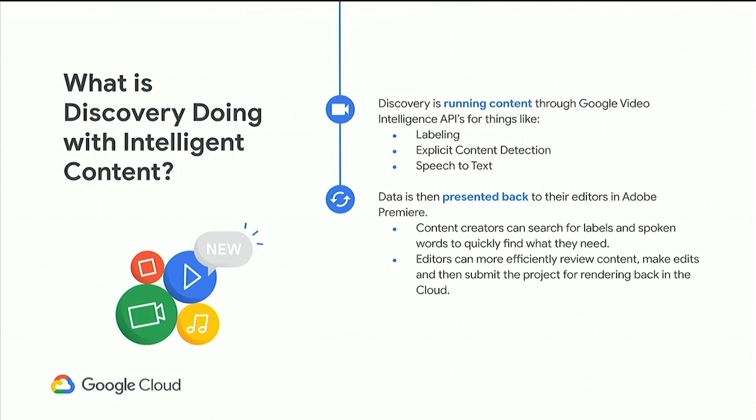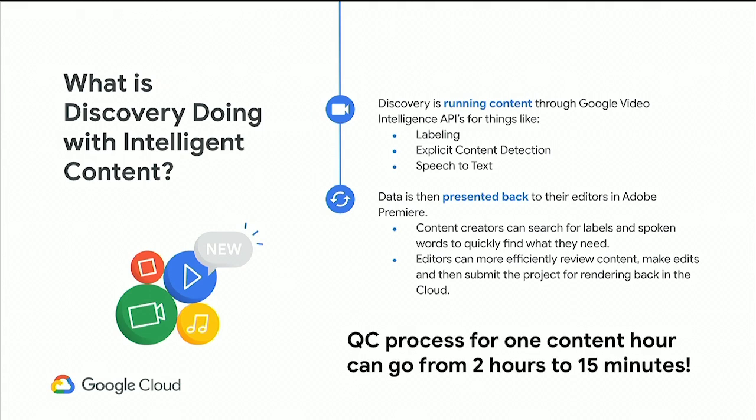In doing this, it's really making them more efficient. They can go in, edit a video, send it up to the cloud for rendering, and save a lot of time in that process. And what it's doing for Discovery is enhancing their QC process. One content hour can take up to 2 hours normally to QC. This is helping them cut that down to sometimes 15 minutes. So that's a huge savings, right? But then layer upon that how many thousands upon thousands of hours of content come into somebody like Discovery every year, and you can immediately see the massive savings that machine learning can provide a company.